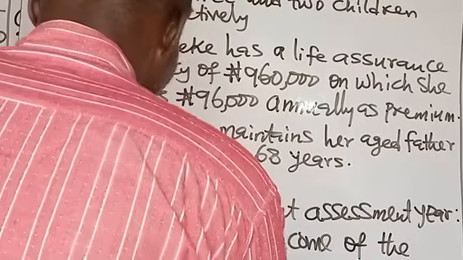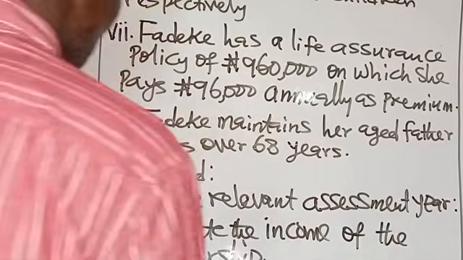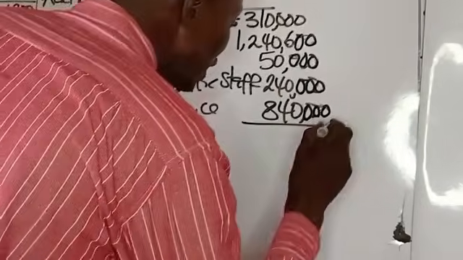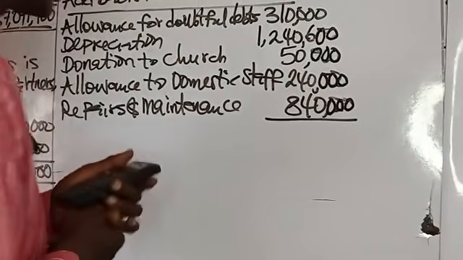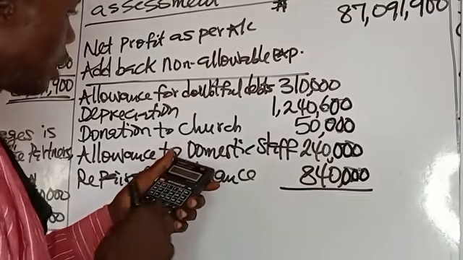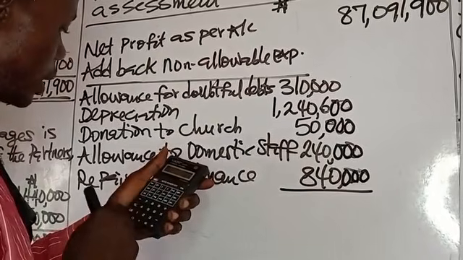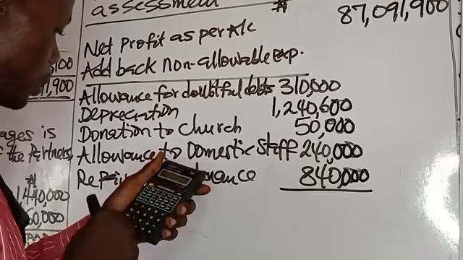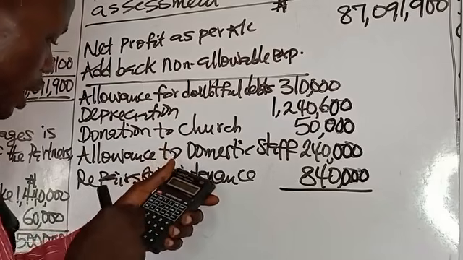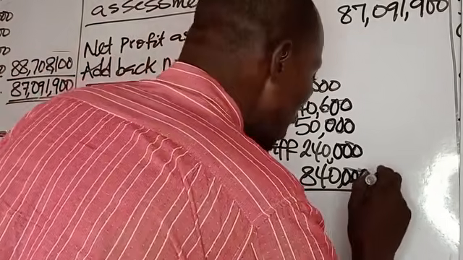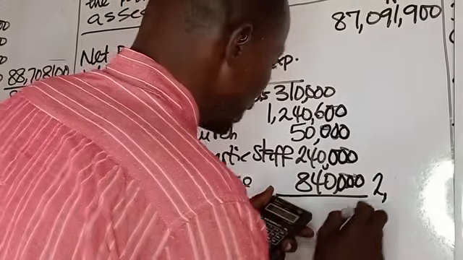Required for the relevant assessment year, A, compute the income of the partner. Now let's sum up all the non-allowable expenses. We have 310,000 naira plus 1,240,600 plus 50,000 plus 240,000 plus 840,000. That is a total of 2,680,600.